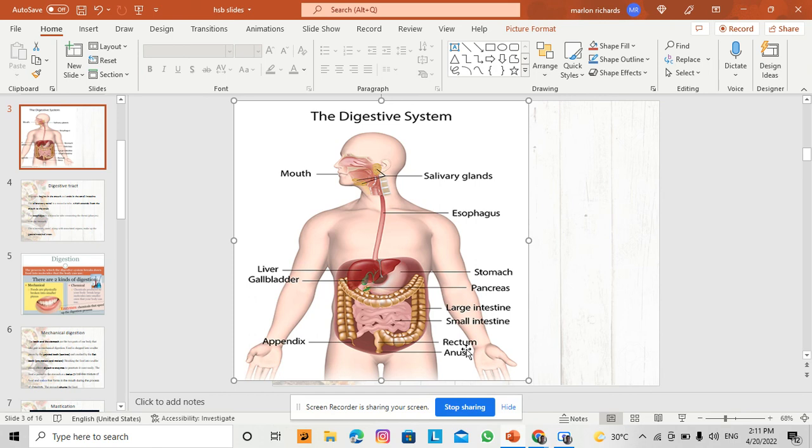The rectum is the muscle above our anus. It holds the waste, and when that muscle contracts, we know that it is time for us to go and release that waste. So the rectum holds the waste materials, and it tells us when we are ready to pass out.